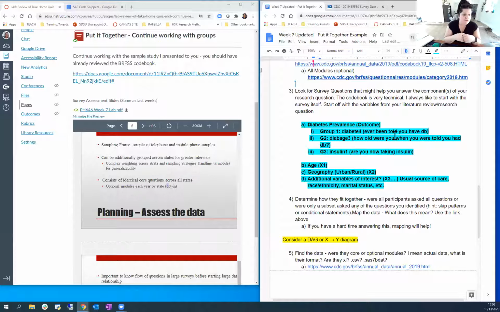Trust yourself. You know this stuff. I know you know this stuff. So I'm excited to see you guys. Give yourself a little bit of encouragement and know that you can do this. I know you can do this. Okay? And show your work. You guys understand what I mean by show your work? You show your code and you show your output. Okay?